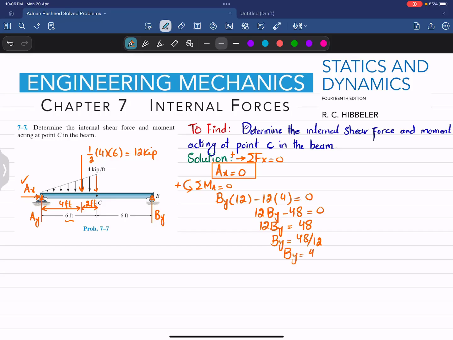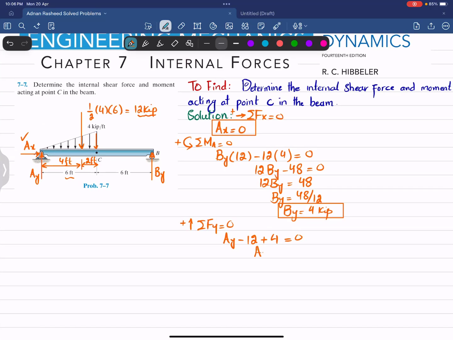The unit will be kip. You have this vertical reaction force. So now we'll find the last one by using the equation of equilibrium that the sum of all forces along the vertical direction must be equal to 0, with upward force taken as positive. So AY, which is unknown, is upward, minus this 12 kip load which is downward, plus this 4 which is upward, is equal to 0. So from here AY minus 8 is equal to 0. So it means that AY is equal to 8 kip.